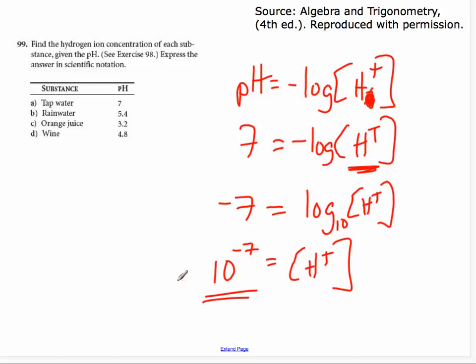If I expressed it as a decimal, it would be 0 point and then a bunch of zeros, 1. 10 to the minus 7, 1, 2, let's see, 1, 2, 3, 4, 5, 6, 7. I think it would look like that. Okay, but this would be fine for that question. Hopefully that gives you a hand in doing those two problems.